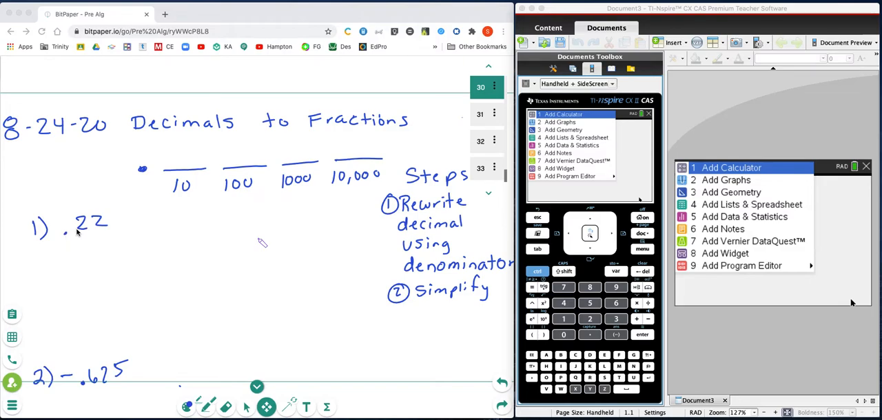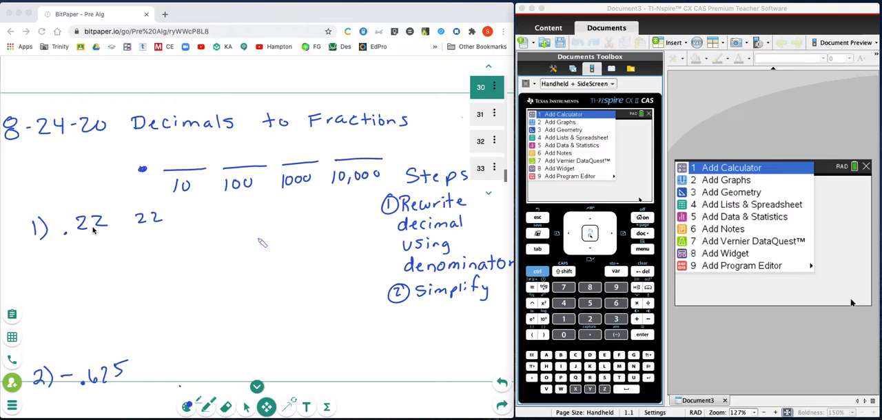We have decimal 0.22. So when we read it, we actually read it as 22 hundredths. There's two digits, so we go to the second placeholder, and that's the 100. So our first step in converting a decimal to a fraction is we have to rewrite the decimal using the denominator. So if you need to, take a pause right now and write down your steps so you have them to follow.